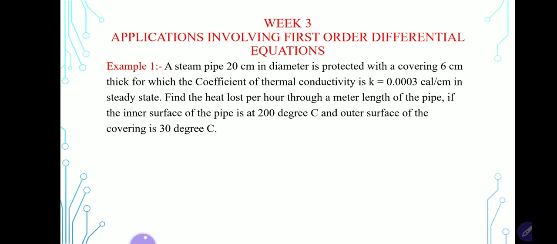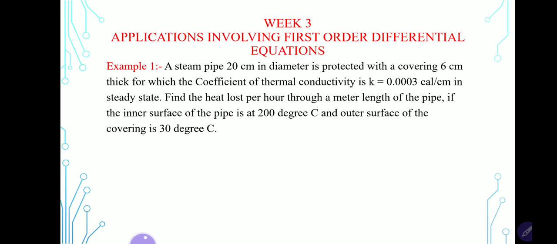one problem is given. Problem number 1: a steam pipe 20 centimeter in diameter is protected with a covering 6 centimeter thick, for which the coefficient of thermal conductivity is K equal to 0.0003 calorie per centimeter in steady state. Find the heat lost per hour through a meter length of the pipe if the inner surface of the pipe is at 200 degrees centigrade and the outer surface of the covering is at 30 degrees centigrade.